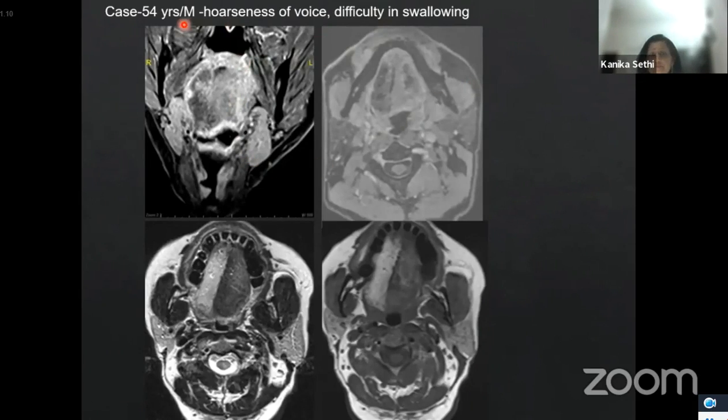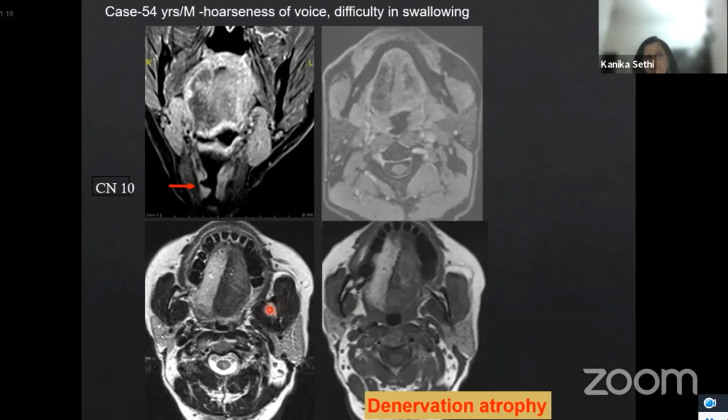Next case is a 54-year-old male who came with difficulty in swallowing and hoarseness of voice. So what do you see in this? There is denervation atrophy. The right half of the tongue is atrophic. It is showing fatty change and it is posteriorly bulging into the vallecula.